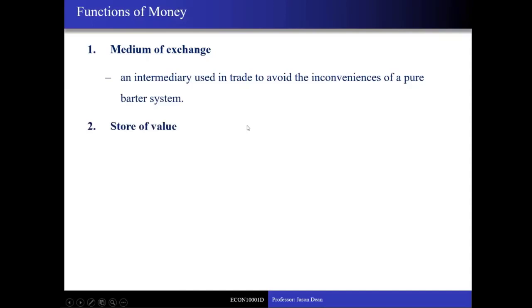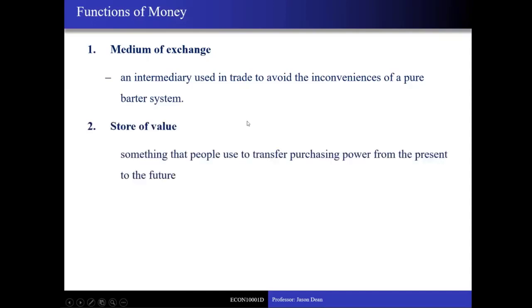Another important function is that it stores value. Typically, you can save your money and transfer purchasing power into the future. You can keep it under your mattress or whatever. And if you put it in the bank, then you get a bit of savings on it, maybe in the form of interest. So it's a store of value. This function of money would not hold if, for example, the government printed too much money and you had hyperinflation, then this wouldn't be that great of a function. But for the most part, it's an important function of money.